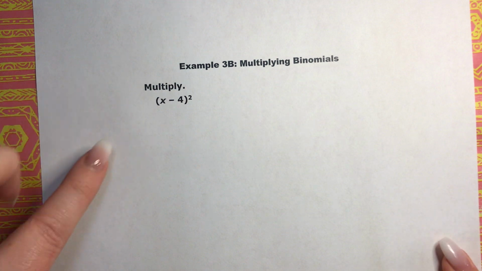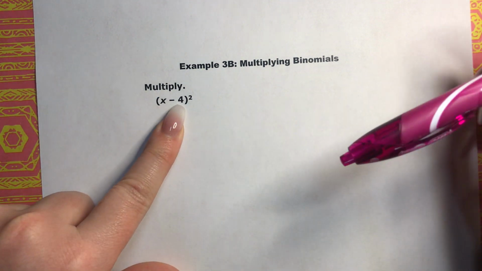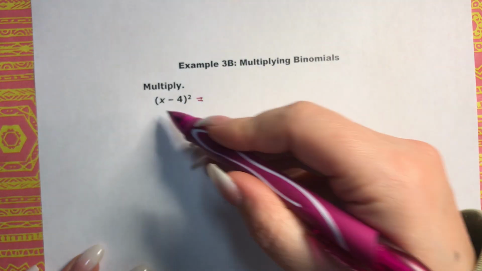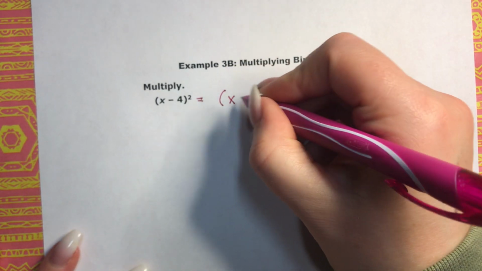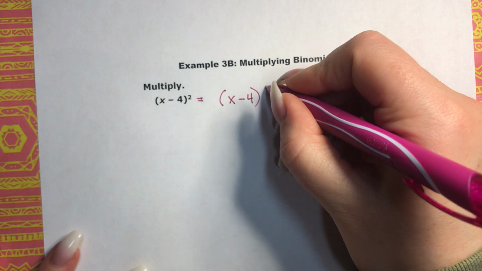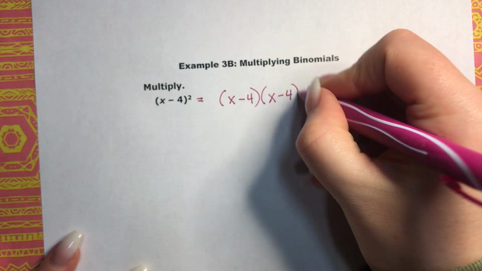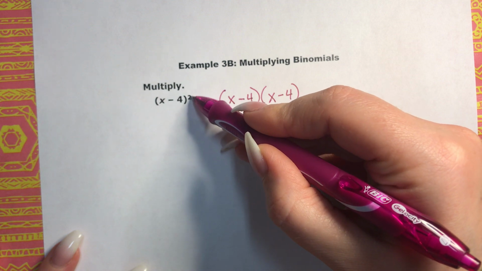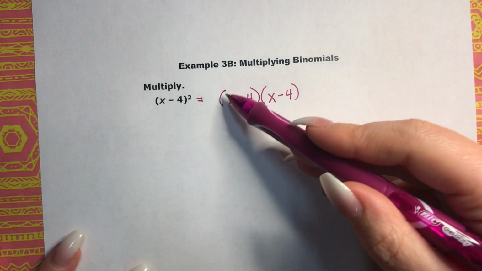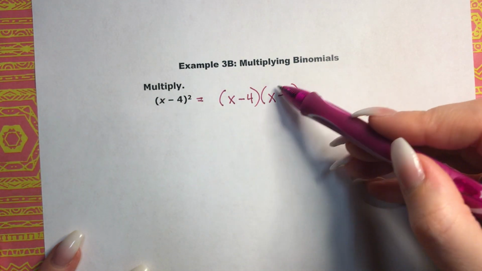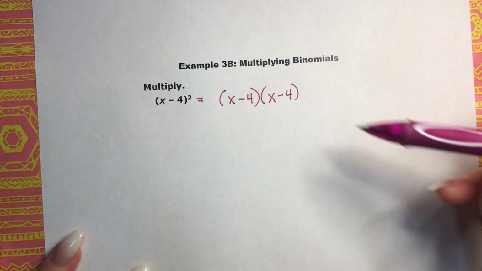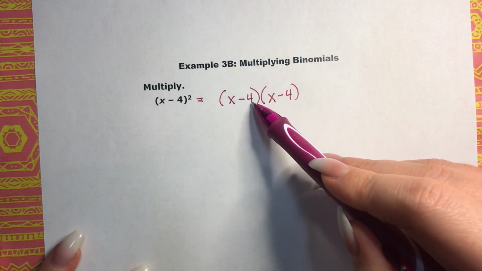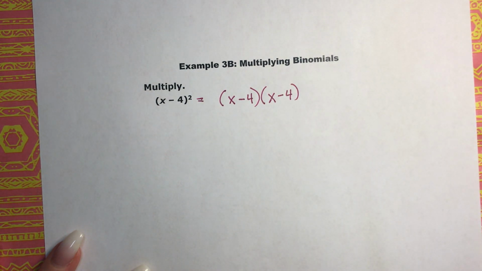So for this one, we have the quantity x minus 4 squared. And what we need to know is this is the same thing as x minus 4 times x minus 4. This is the base, the quantity x minus 4, and it's multiplied by itself 2 times. So now we are basically multiplying 2 binomials together, so we can do FOIL, or we can just think about it as doing the distributive property twice, okay? So let's go ahead and do it.